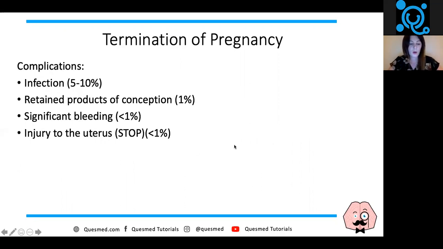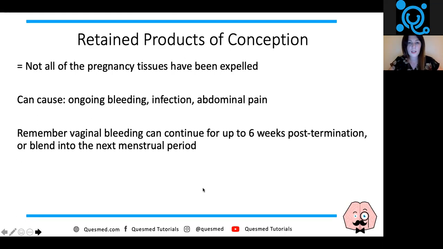One of the most common complications of termination of pregnancy is infection and retained products of conception. Other complications are significant bleeding or injury to the uterus if a surgical method is used. So what is retained products of conception? This means not all of the pregnancy tissues have been expelled, and this can cause ongoing bleeding, infection and pain.